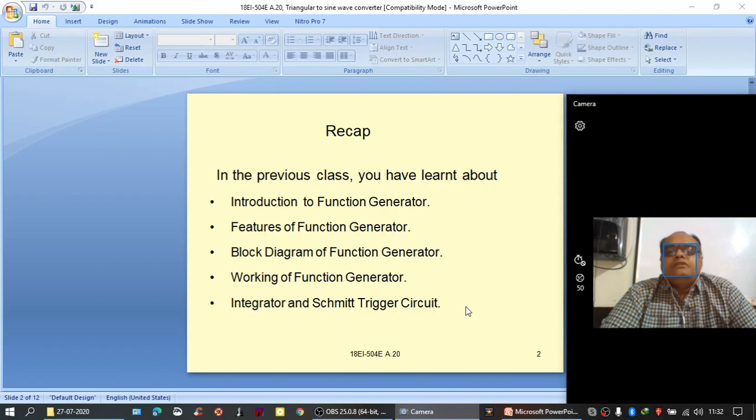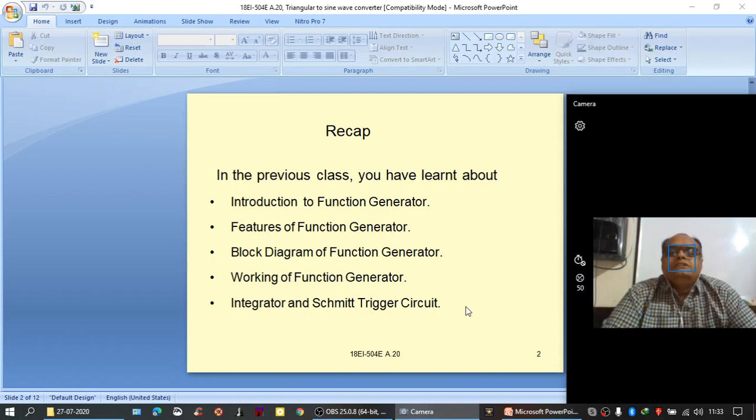And the block diagram of a function generator mainly consists of a triangular wave generator, and the output of the triangular wave generator is given to a Schmitt trigger circuit or voltage comparator multivibrator circuit, which converts the triangular wave into square wave, and the output of the square wave generator is given to a square wave amplifier, then to an attenuator, in order to get a square wave of variable amplitude.